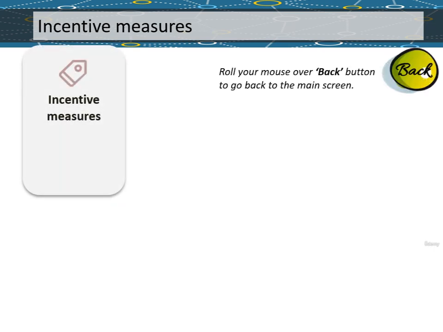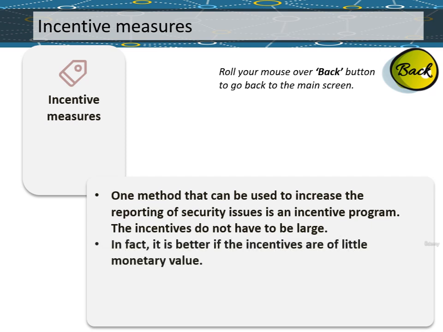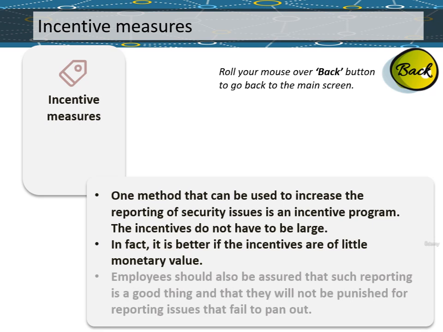Incentive measures. One method that can be used to increase the reporting of security issues is an incentive program. The incentives do not have to be large. In fact, it is better if the incentives are of little monetary value. Employees should also be assured that such reporting is a good thing and that they will not be punished for reporting issues that fail to pan out.